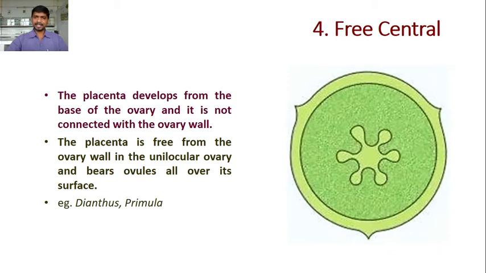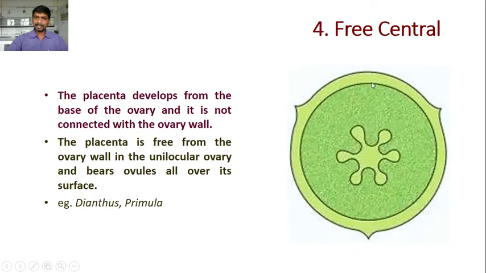But in precentral placentation, the placenta develops from the base of the ovary and it is not connected with the ovary wall. The placenta is free from the ovary wall in the unilocular ovary. Here the ovary is unilocular. There are no partition walls, there is no septum, so there are no locules. So there is a single locule here.